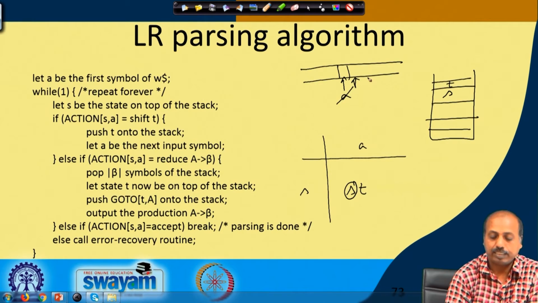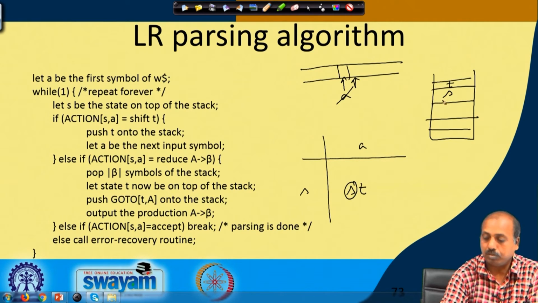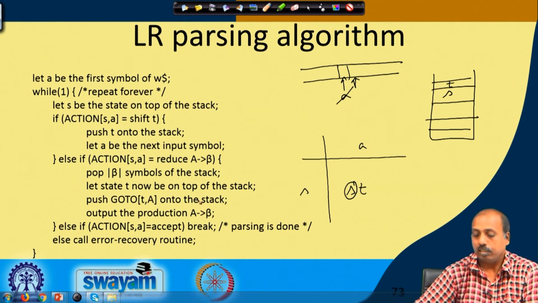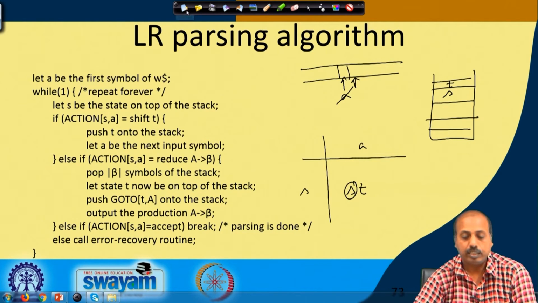On the other hand, if the action is reduce by A producing beta, then it will be popping out beta number of entries from the stack, and then if T is on the top of the stack now, it will be finding out this goto T, A state, and it will be putting it into the stack. We will see some example and then it will be more clear.